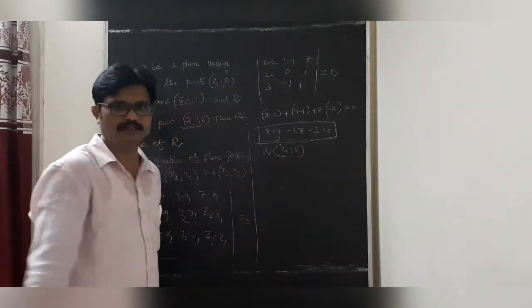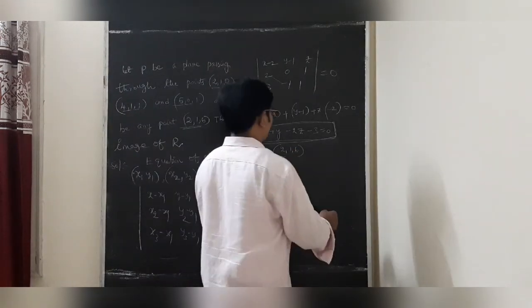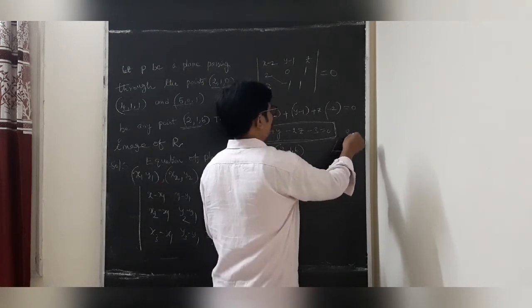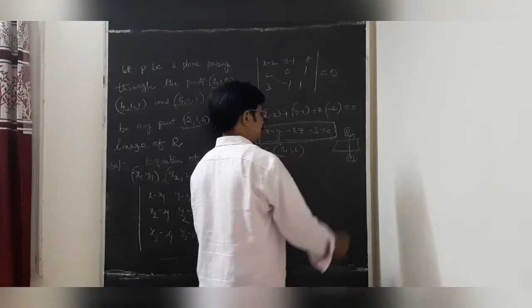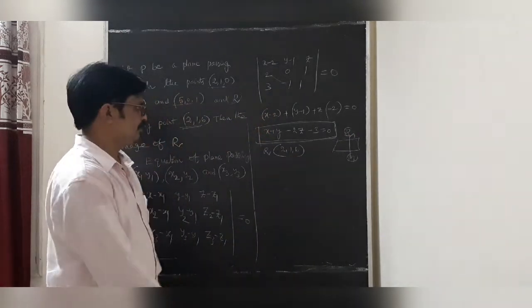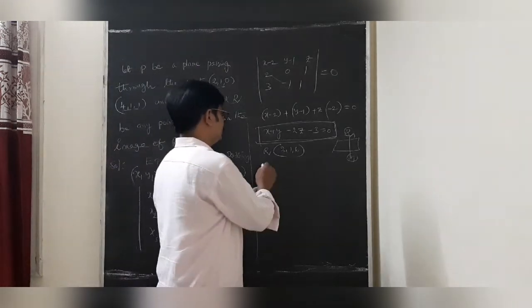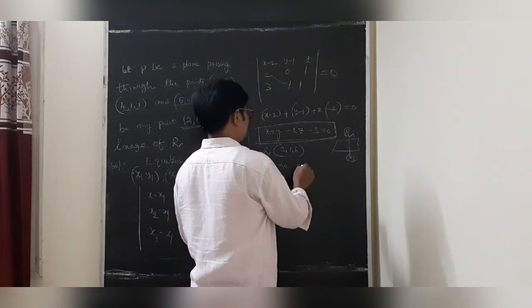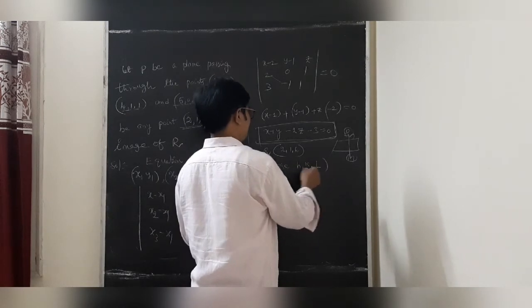Now we have to find the image. The image of R will be found by taking the plane as a mirror. This is the point R, and this is the image. How to find the image? We have to know that the image of R is (h, k, l).